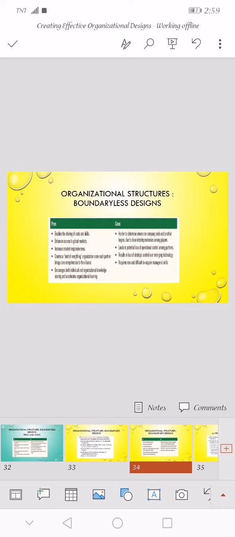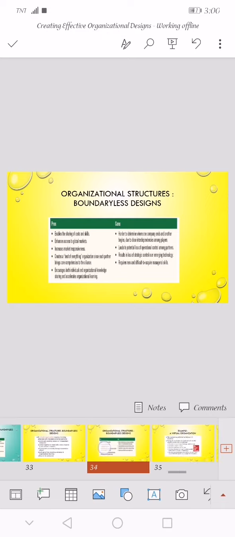Cons: first, harder to determine where one company ends and another begins due to close interactions among players. Second, leads to potential loss of operational control among partners. Third, results in loss of strategic control over emerging technology. Fourth, requires new and difficult to acquire managerial skills.